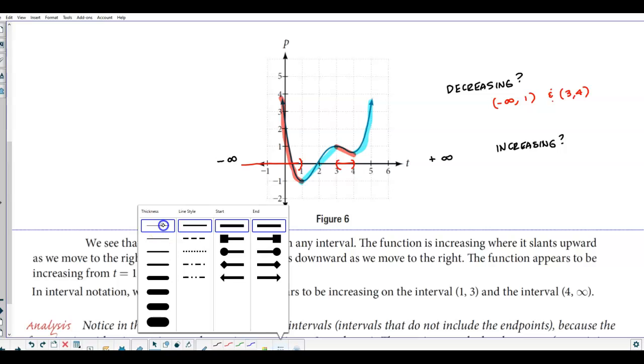Now, if we want to figure out where it's increasing, let's take a look at that interval. From here to here, we can see that it is increasing. So between 1 and 3, we know it's increasing. And then over here, we're going from 4 all the way to infinity, and it's increasing there. So we know it's increasing from 4 to infinity.